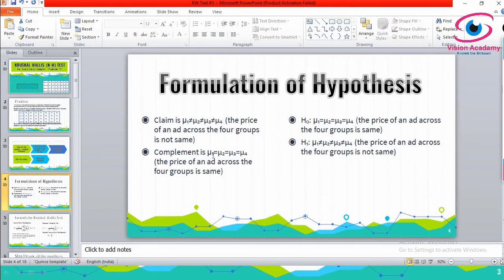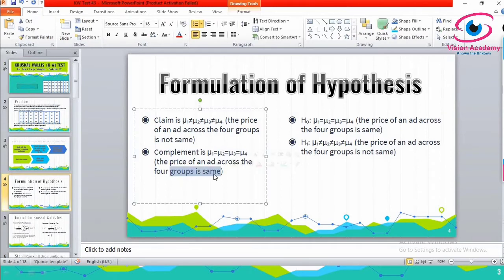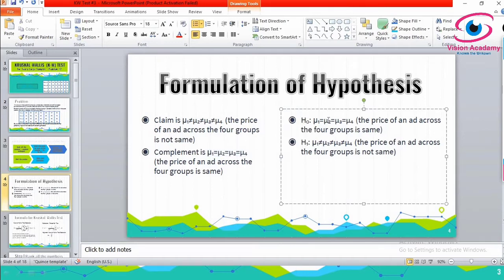So the complement is mu1 equals mu2 equals mu3 equals mu4, which means the price of an ad across the four groups is the same. So our claim and complement are ready. Now we have to formulate the null and alternative hypotheses. Since the complement contains the equality sign, we will take the complement as the null hypothesis.